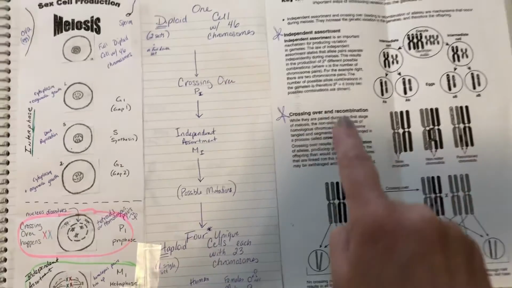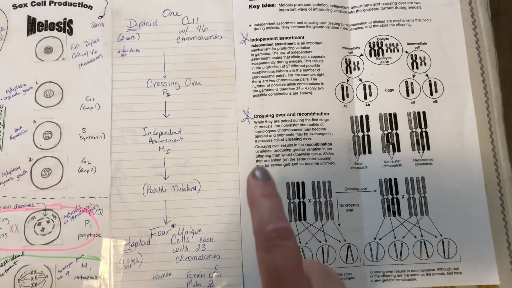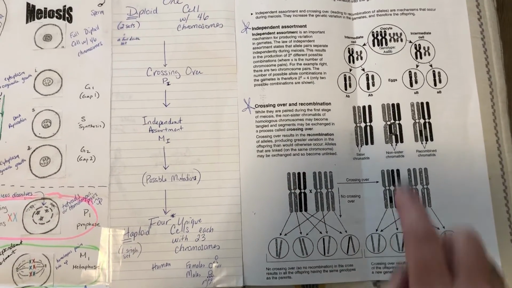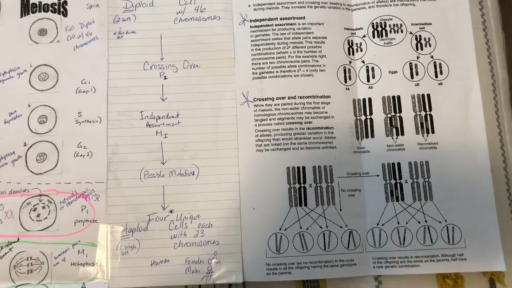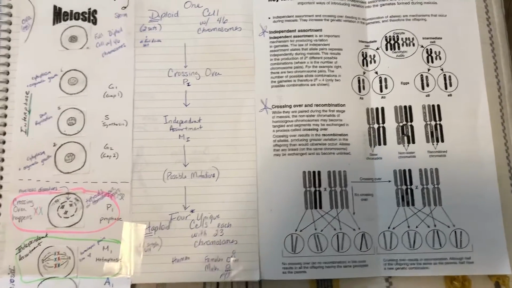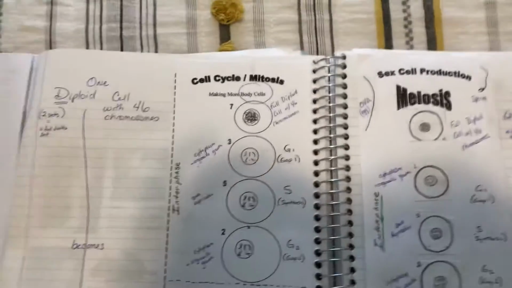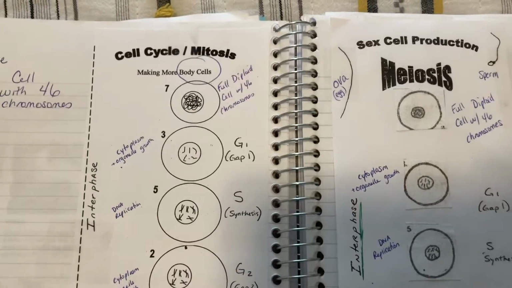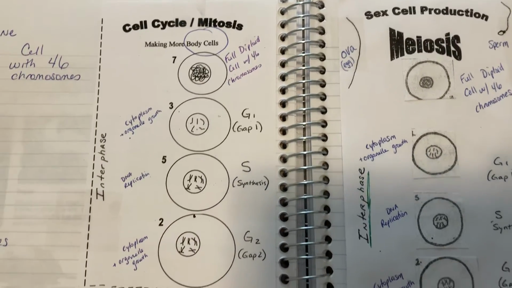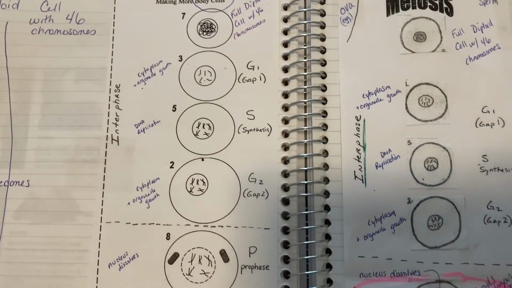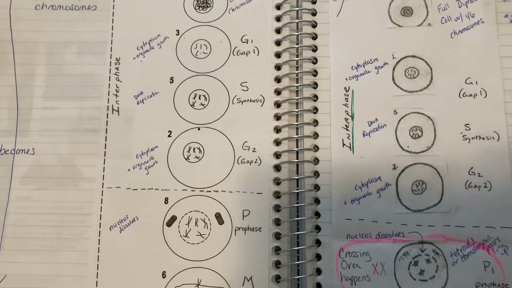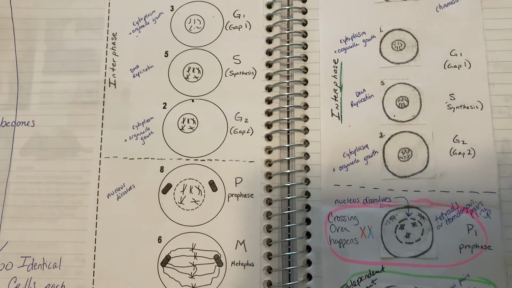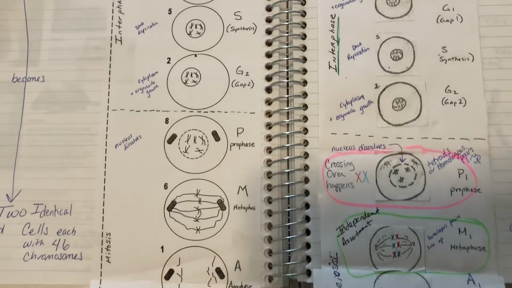Your reading passage here and here not only talks about crossing over and independent assortment, but it tries to illustrate it for you in the imagery. So please do keep that in mind. And again, we'll go over these 2 processes because they look very much like each other. Oops. We've got our starter cell, cell number 7. Then we've got our interphase, which is growth 1, synthesis, growth 2. Very straightforward. Then we've got prophase.